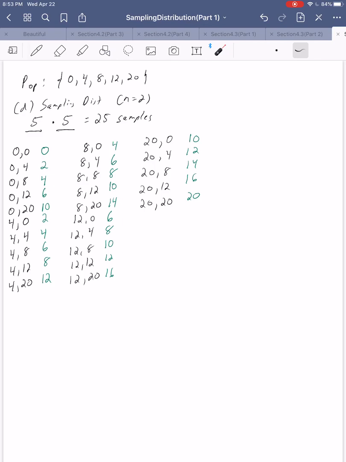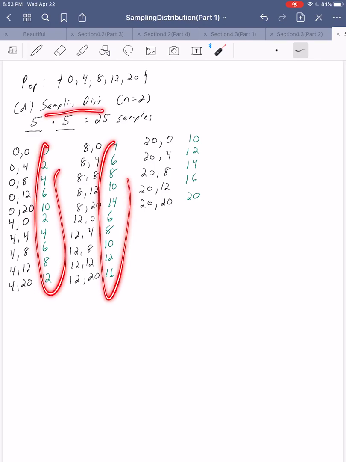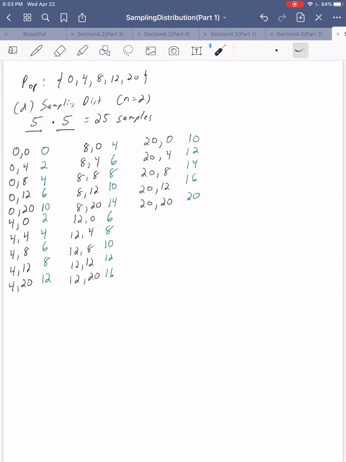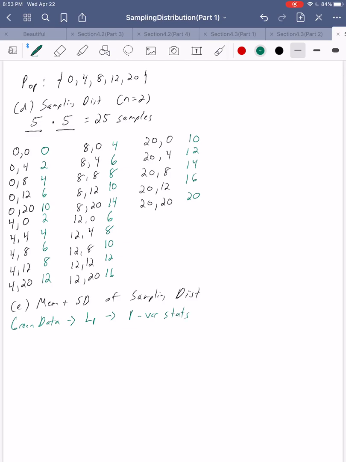But again, I really just want to hammer home here that the sampling distribution is about the average of all the different samples. Okay, let's go ahead now and get the mean and standard deviation of the sampling distribution. So let's take the green data and pop it into L1 and then use our 1-Var Stats to actually see what we get there.